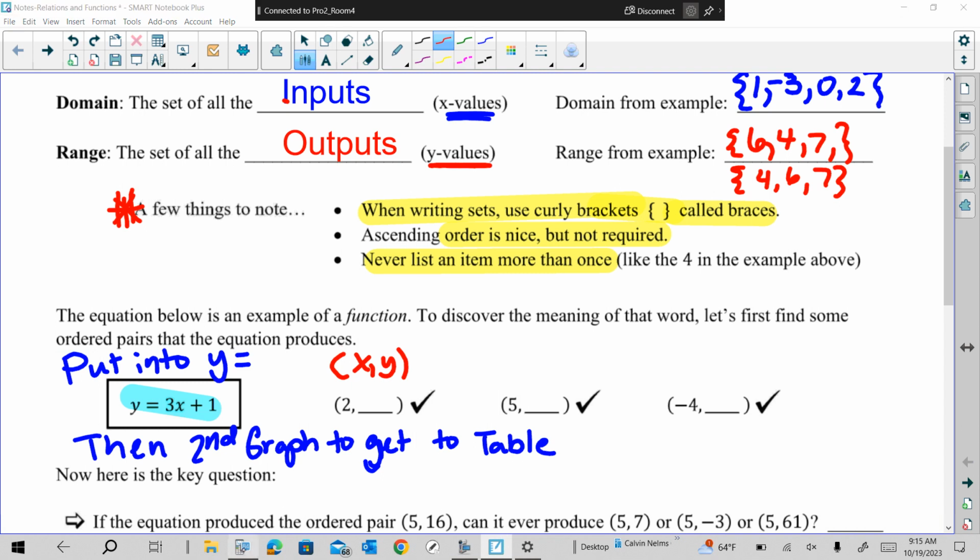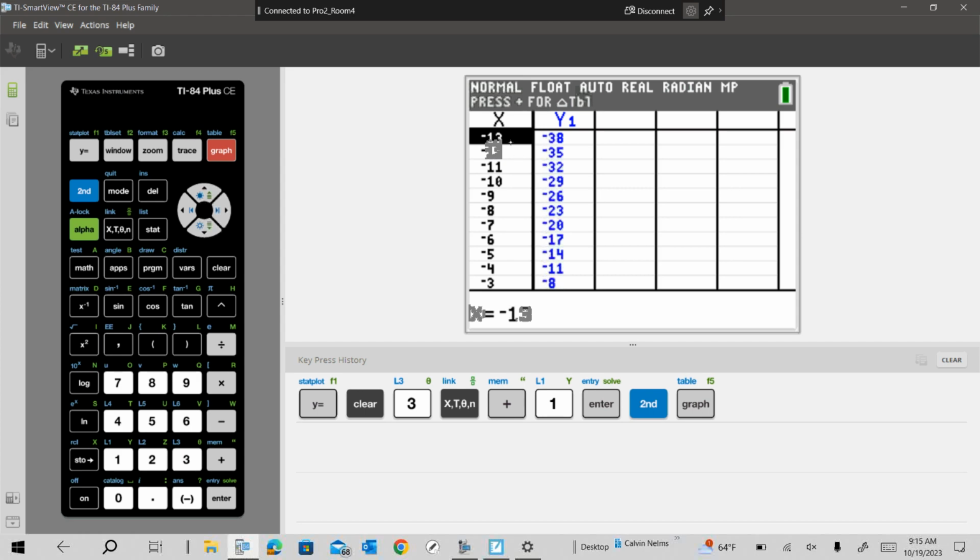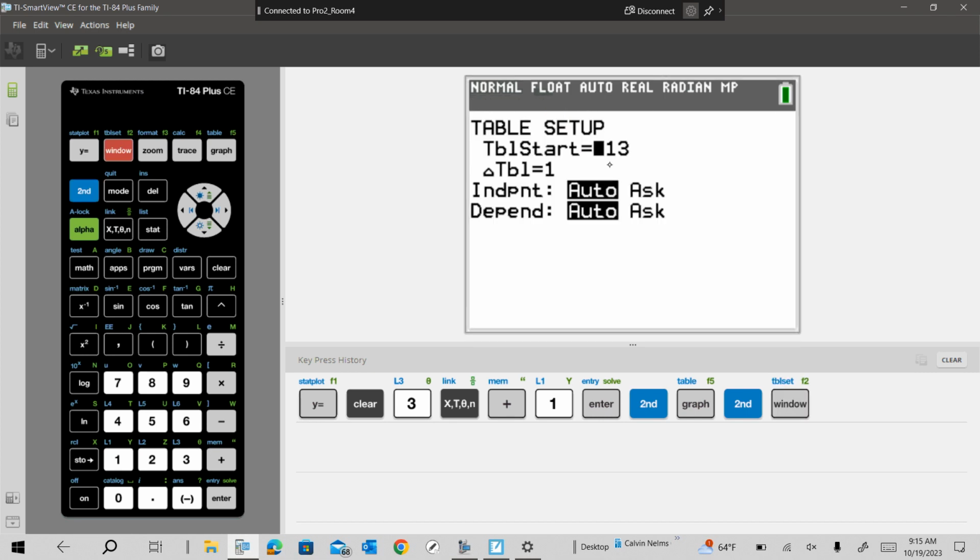Now, what I was going to show you is, you see how my table starts at negative 13? Let's say for some reason someone had to calculate prior to you and your table started like at 100, a real big number. To arrow down would take a long time, okay? So what you could do is hit second and then window to go to table set. Right there it says table starts at negative 13. Well, I don't want my table to start at negative 13. I want my table to start at 2. You just have to hit 2, the number, and then keep everything else the same. Just hit enter, and then go back to your table.